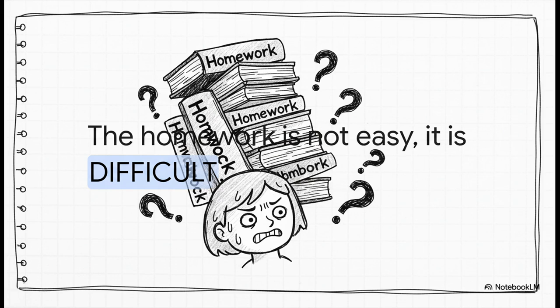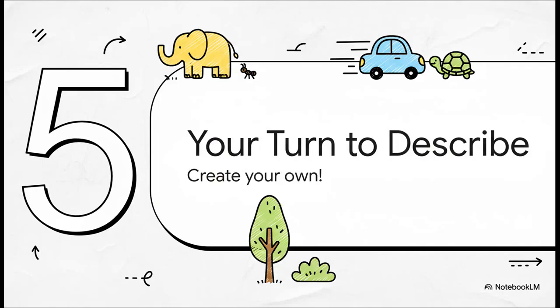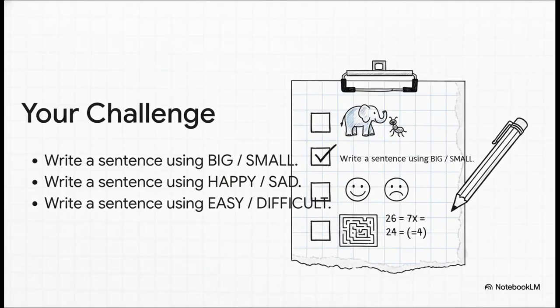Now let's talk about how you can start making your own sentences. Okay, so you've got the words, you've got the rules. Now it's your turn to play around with them and get creative. So here's a little challenge for you. Try to write just one sentence for each of these pairs. Big and small, happy and sad, and easy and difficult. You can talk about anything, something in your room, how your day was, whatever. Because honestly, the best way to make these words stick in your brain is to actually use them.